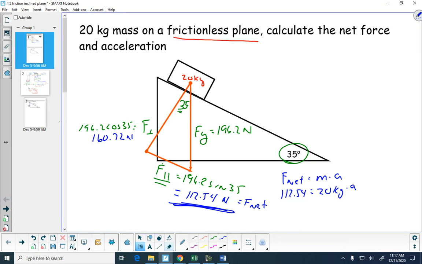And we get 5.63 meters per second squared. But once again, as we've talked about before, we know in this world that everything is not frictionless. So we need to now deal with the friction.